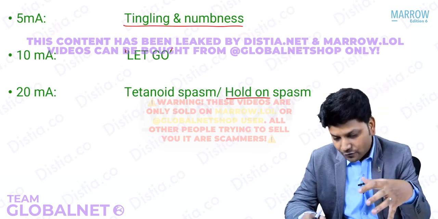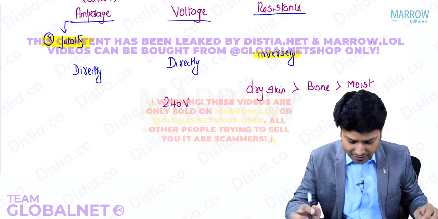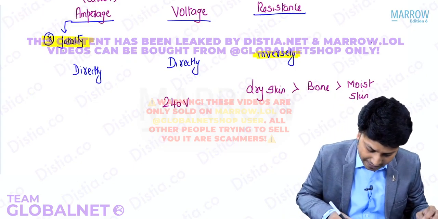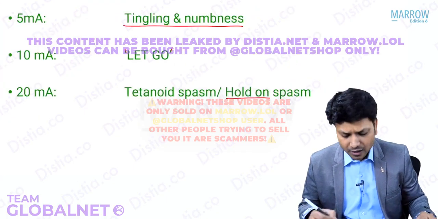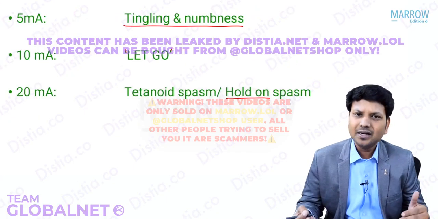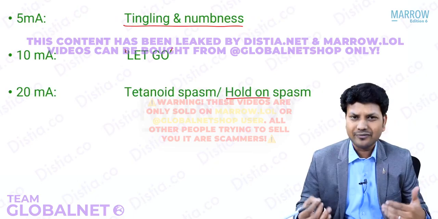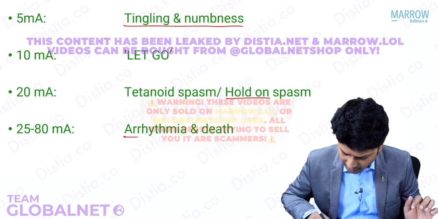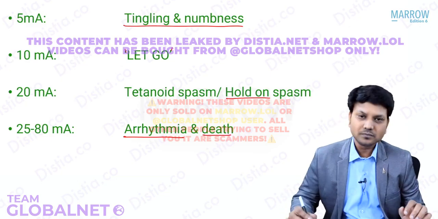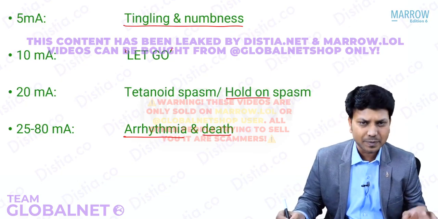So that is the reason why I told you amperage is the most important factor for causing death in electrocution. Now as you keep on increasing the amperes, maybe 20, 30, 40, 50, more than that, the chance of arrhythmia is more and the fatality is more. It will cause cardiac arrhythmia and the person dies.